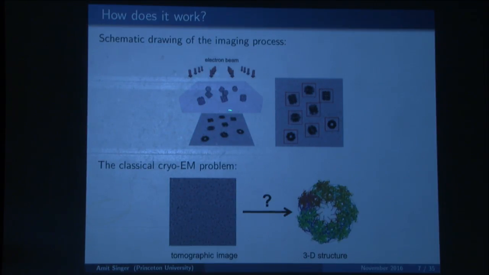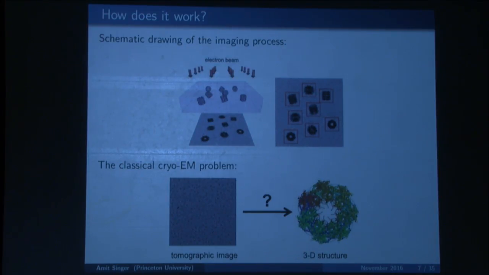What you see here are not real molecules, it's just an artist's concept. So you have the molecule, the 3D object embedded in the ice layer. Then you shoot an electron beam perpendicular to the ice layer. The electron beam goes through the ice, through the molecule, if there is a molecule there. And beneath you have a film or a camera that simply gives you two-dimensional tomographic images of the 3D object.